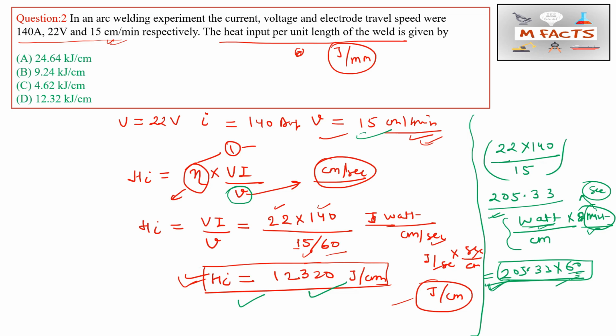So 12320 joule per centimeter is the answer, and in the options they have given kilojoule per centimeter. So we divide it by 1000 and get kilojoule per centimeter. So 12.32 is the correct answer for this question. Option D is correct. In this question I have told you how to manage the units also.